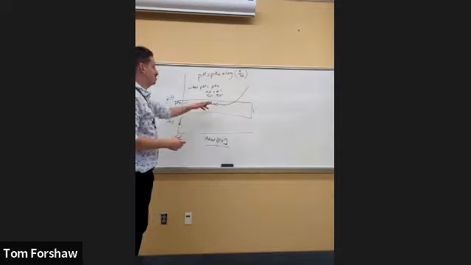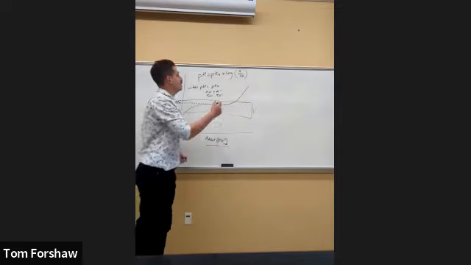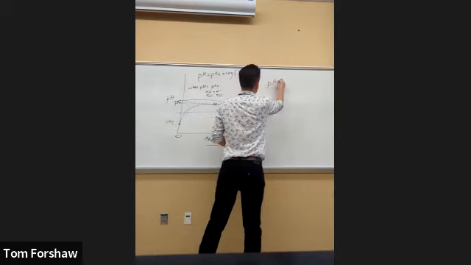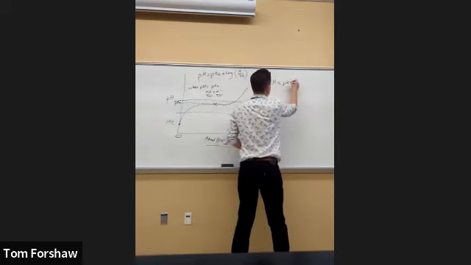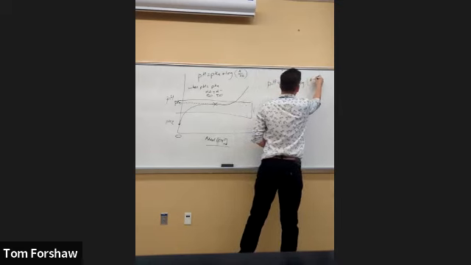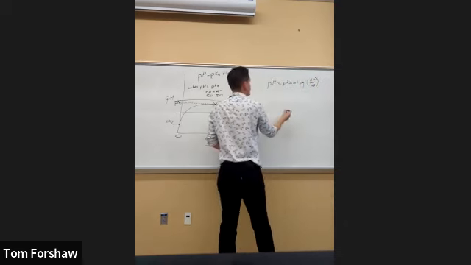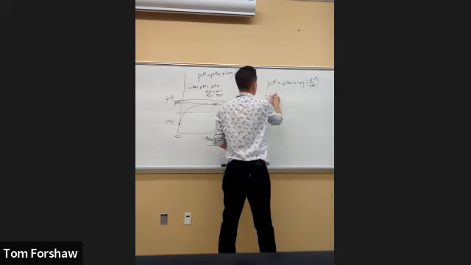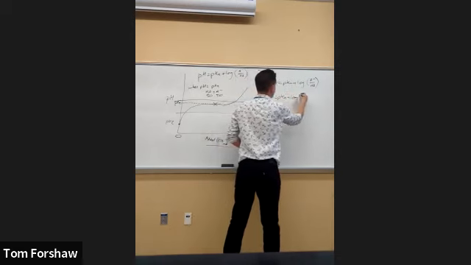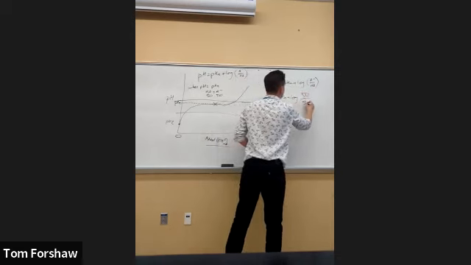So let's just stick with the numbers 50-50, right? If it's 50-50, then here we go. pH equals pKa plus log A minus over HA. Let's substitute in the numbers. pH equals pKa plus log 50 over 50.